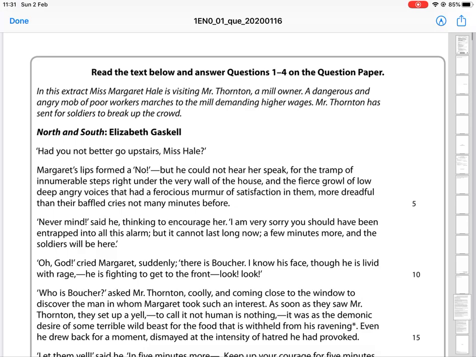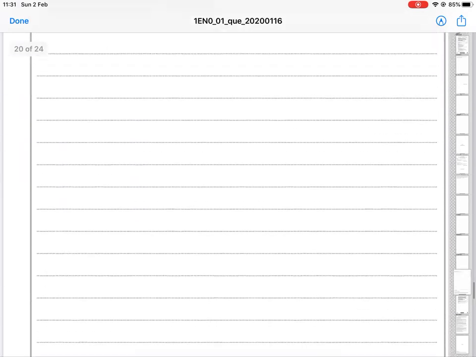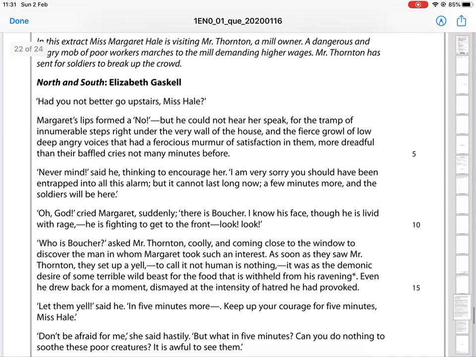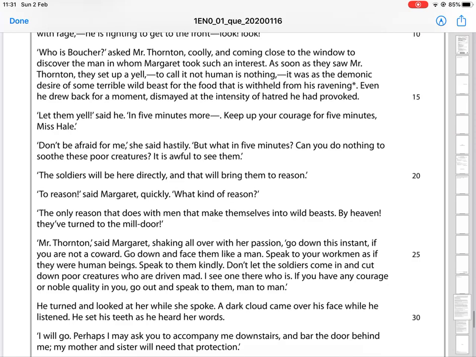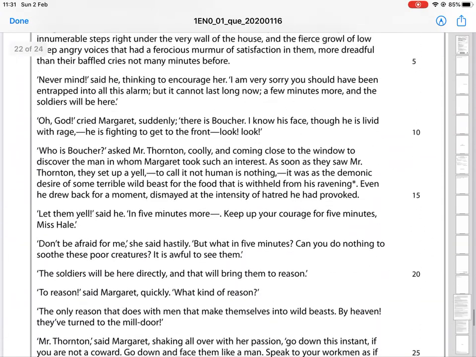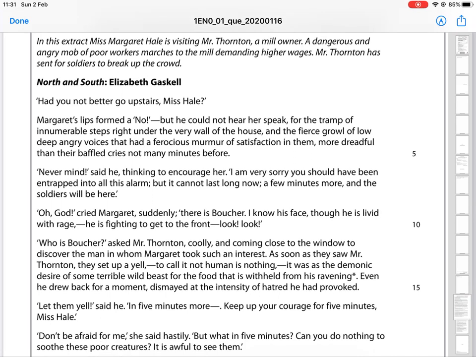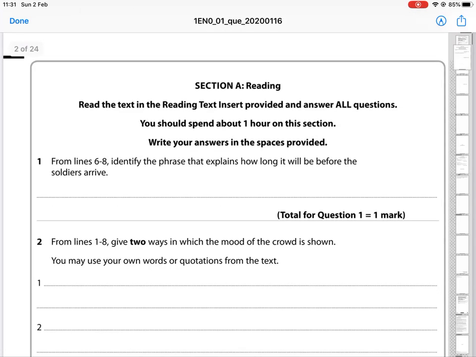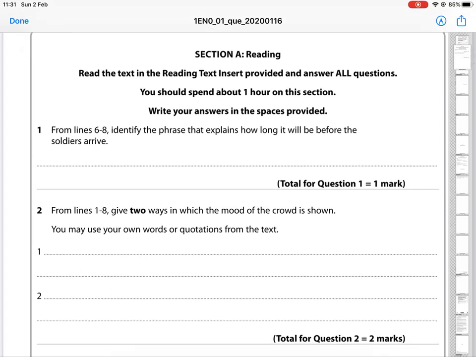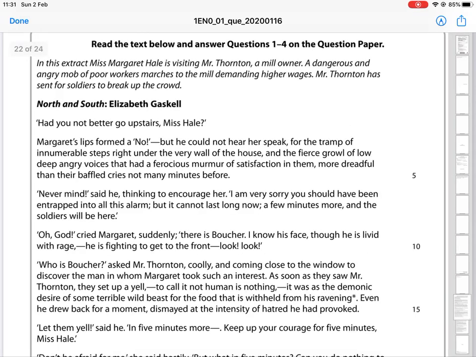It will be a separate text document to all the questions which are above. Now, I'm not going to scroll up because I know what the questions are, and this process has confused a few people, so I just want to make it simple for you. You do not want to just start reading this text, okay, because you're going to waste your time. By the time you get to question 1 and 2, which are up here, lines 6 to 8 identify the phrase, and lines 1 to 8 identify 2 words, you're going to be able to do that quite quickly.